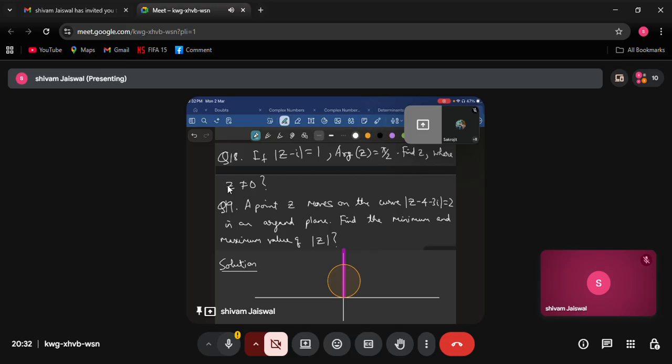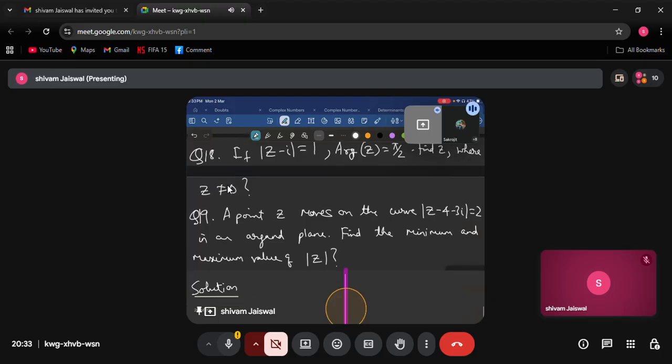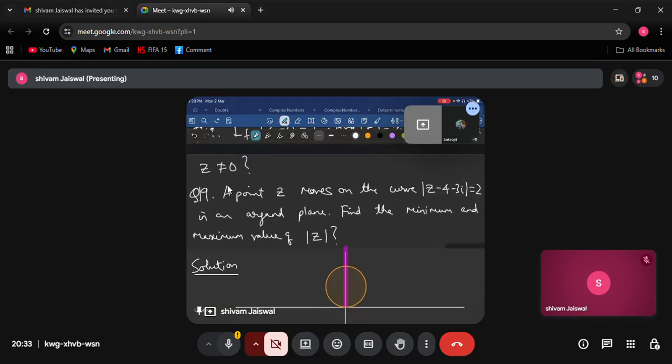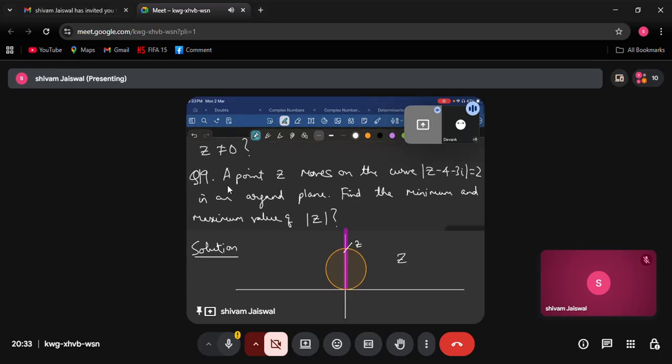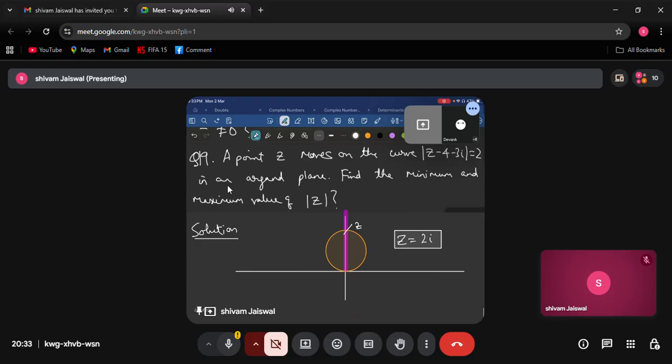So tell me, what is the intersection point of this circle and the ray? You have to find out the intersection point. Which one is the intersection point? 0 comma 2. Actually, 0 comma 0 is also there, but it is given z is not equal to 0. So your final answer is z is equal to 2 iota. Is it clear? Yes, sir. Yes, number 19 is correct.